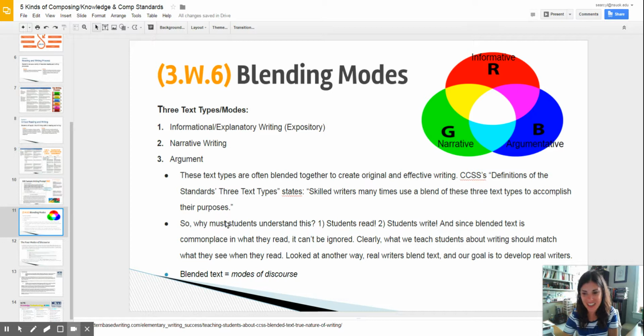So why do we need to understand this as students? Why do we need to teach it? Because our students read, our students write. We need to do that as well.